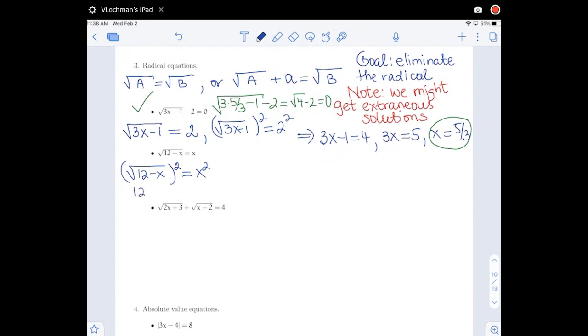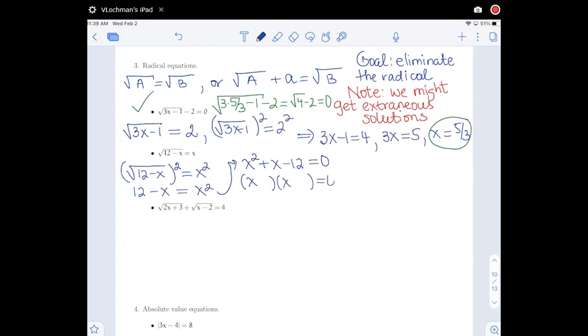So that's equivalent to 12 minus x is equal to x squared. Let me rewrite it in standard form. x squared, I'm going to move everything to one side. So this is x squared plus x minus 12 is equal to 0. Now that we know how to solve quadratics in many different ways, this one is factorable. Do you guys see what the factorization is?